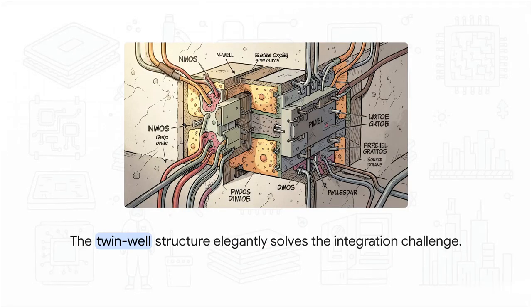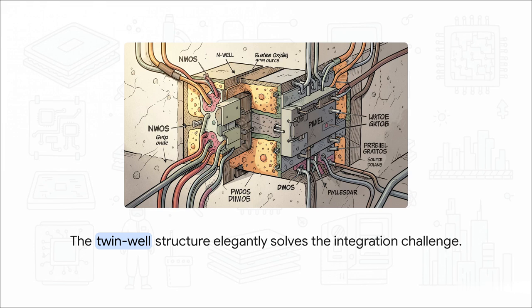But check out this incredibly elegant solution. This is a CMOS inverter. See that p-type substrate at the bottom? The NMOS transistor on the left sits perfectly happily right inside it. But for the PMOS transistor on the right, engineers do something just brilliant. They selectively implant an N-well. It's basically a localized, artificially doped N-type tub floating right inside the main p-type substrate.